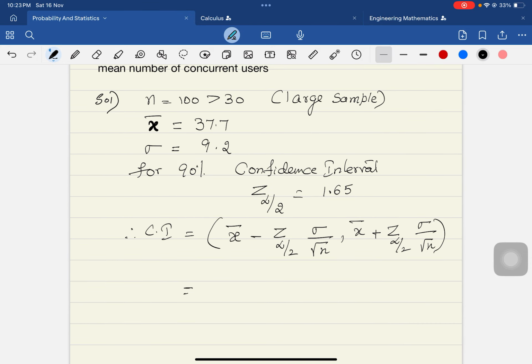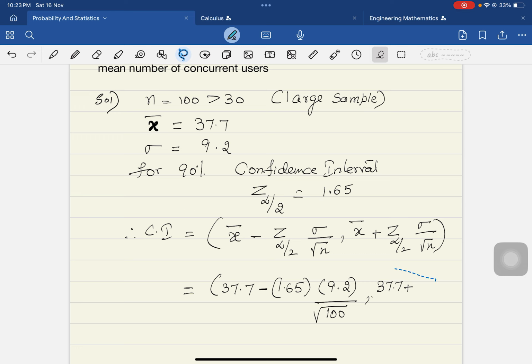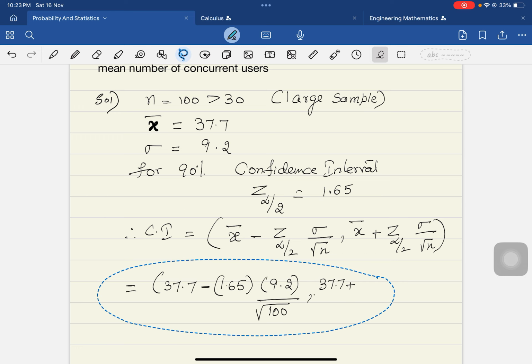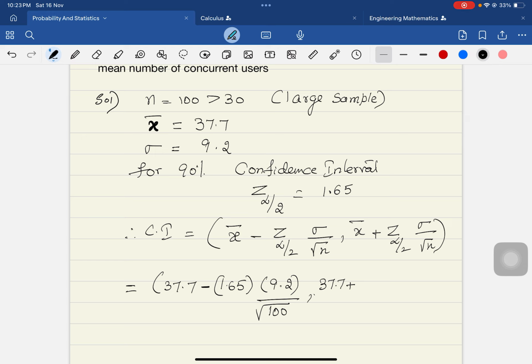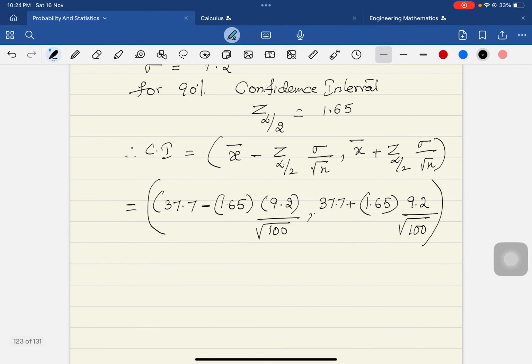All of these are known to us now. X bar is 37.7 minus Z alpha by 2 value 1.65 times sigma 9.2 over root 100, comma, 37.7 plus 1.65 times sigma 9.2 over root 100. So this is the confidence interval.